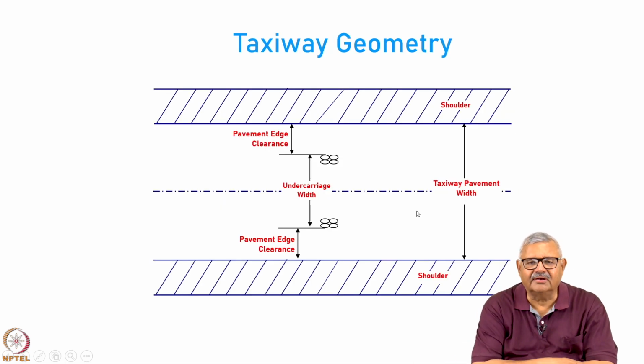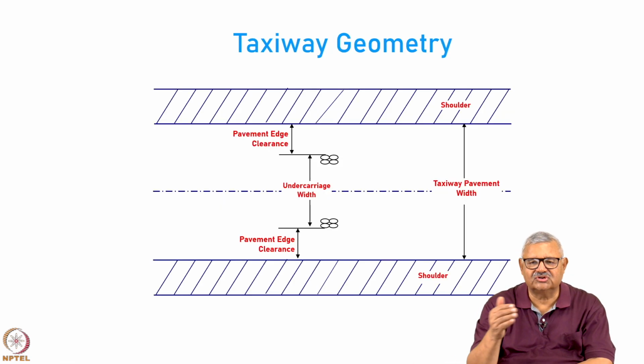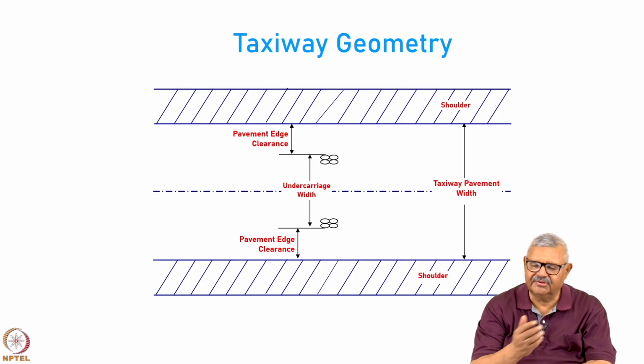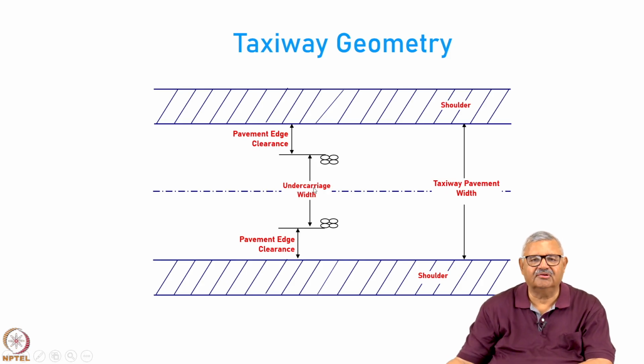This is taxiway geometry. Like a runway, the taxiway also has a shoulder on both sides with the same purpose. Then you have the taxiway pavement width. So, this pavement is like the structural pavement of the aircraft. Then for the largest or the most critical aircraft that is operating on this airport, you need to provide some edge clearance between the outermost main landing gear wheels of the aircraft and the edge of the taxiway. This is what decides the width of the taxiway.